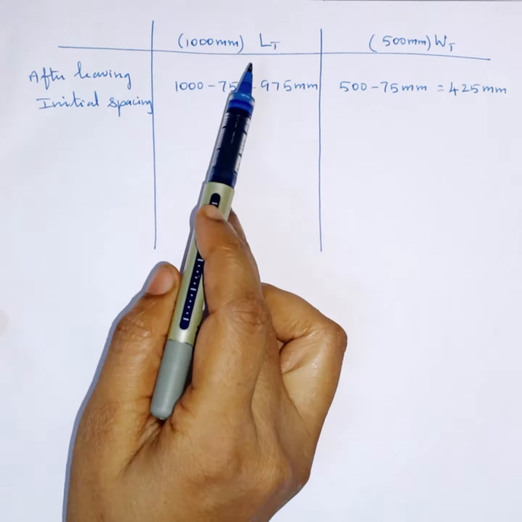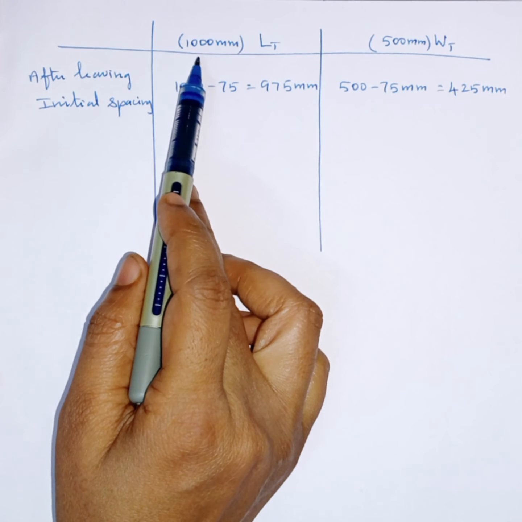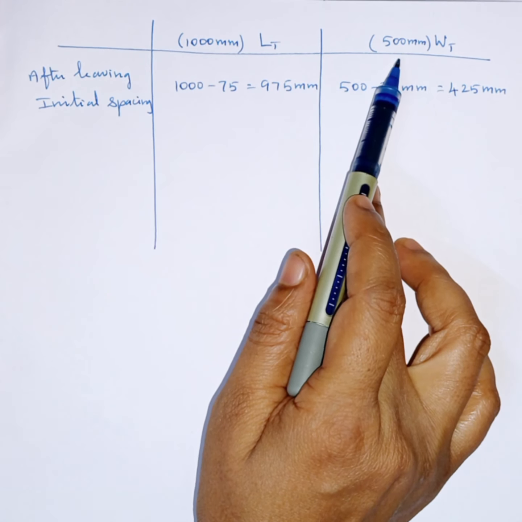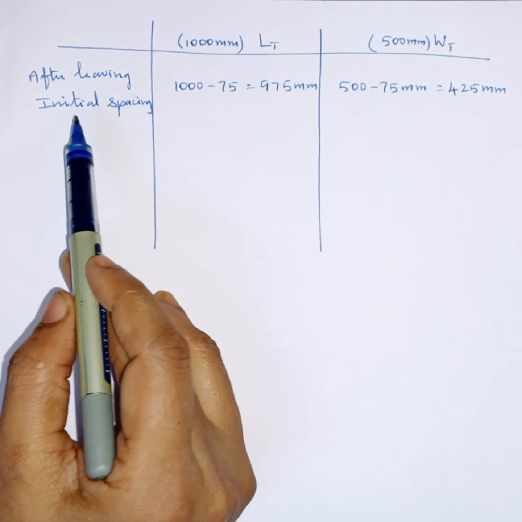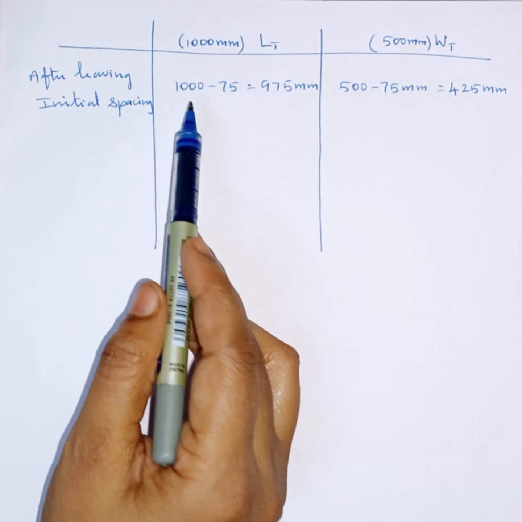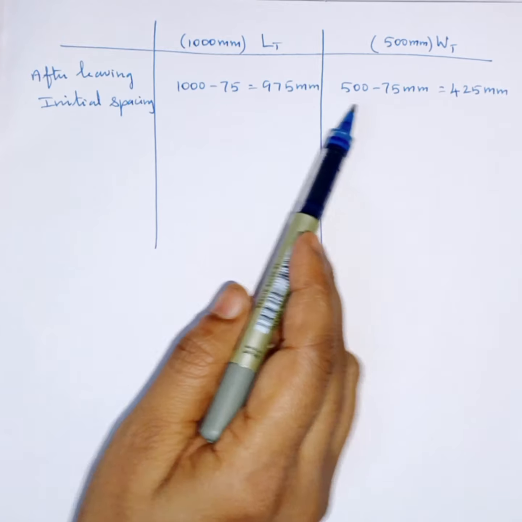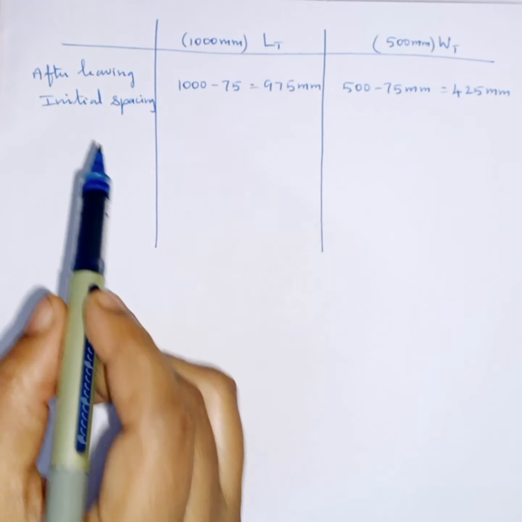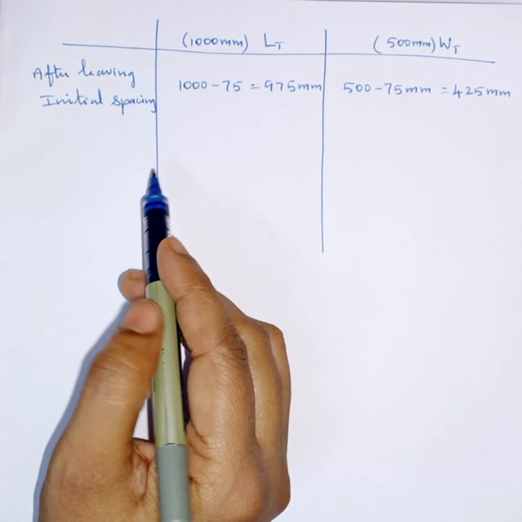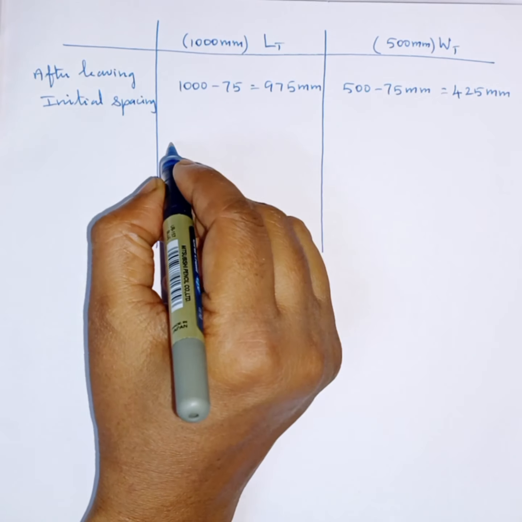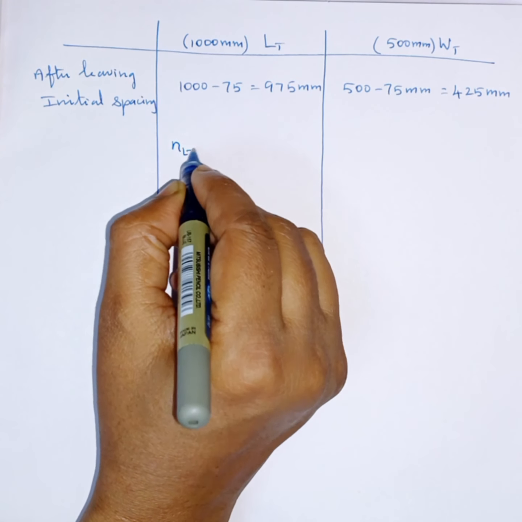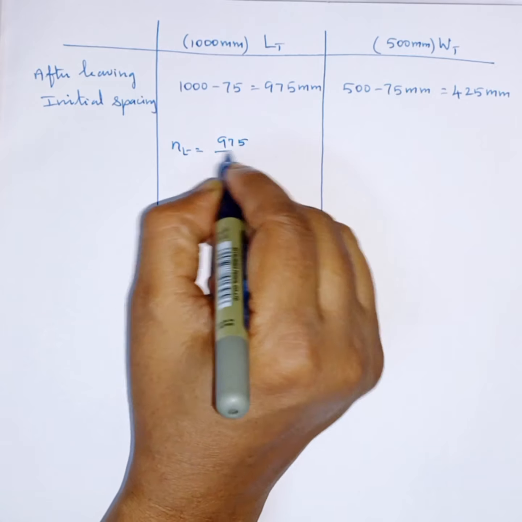Here, the length of the tank is 1000 mm and the width of the tank is 500 mm. Initially we leave 75 mm, so 1000 minus 75 is 975, and 500 minus 75 is 425. Then we'll find out how many tubes can be placed along the length. So now NT is equal to 975 by 75.